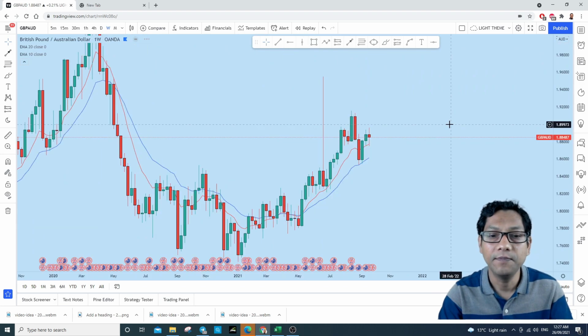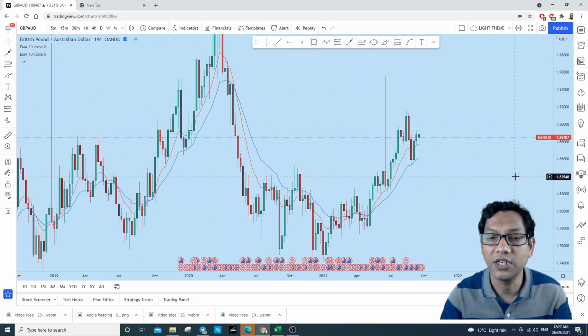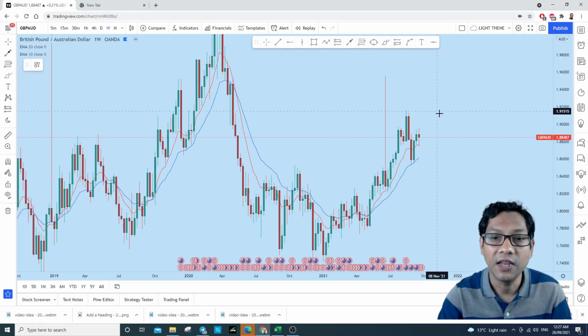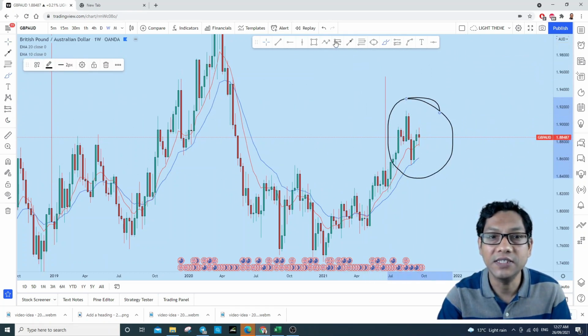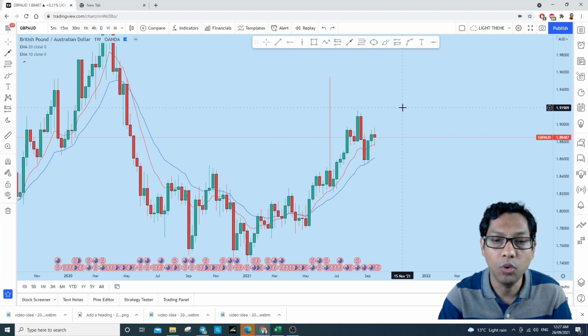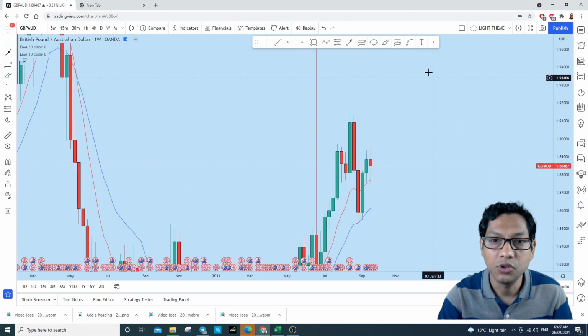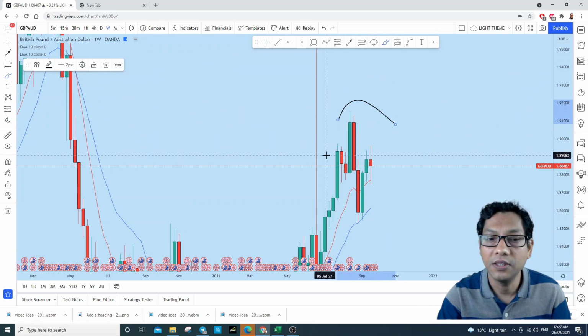Now on the weekly, this is a very important structure. GBPAUD has created a head and shoulder pattern. This is a nice head and shoulder pattern. Look at this: this is the head, this is the left shoulder and the right shoulder. So this is a perfect head and shoulder pattern.